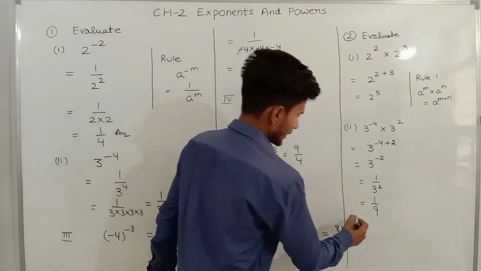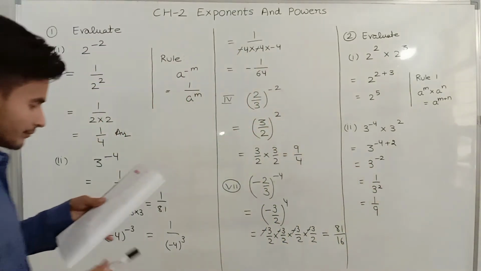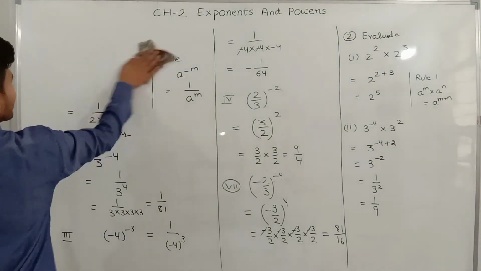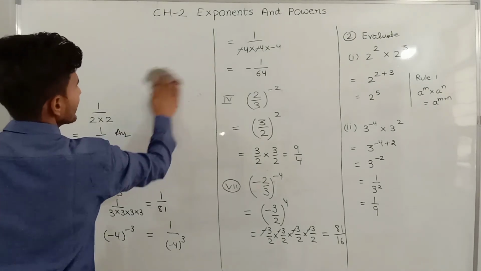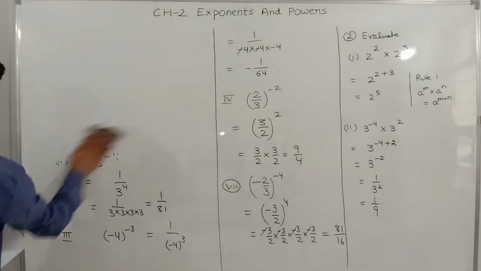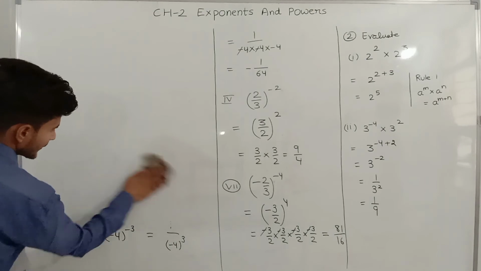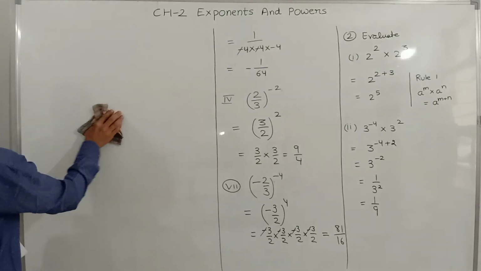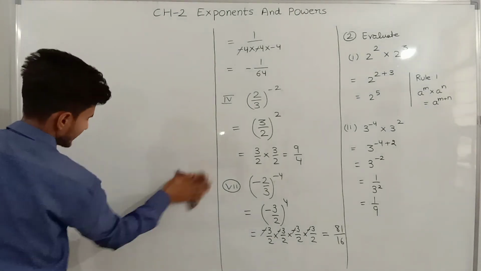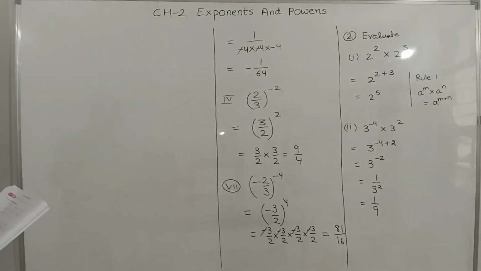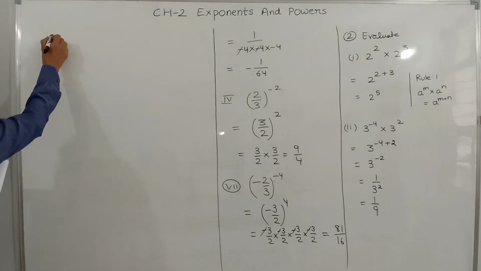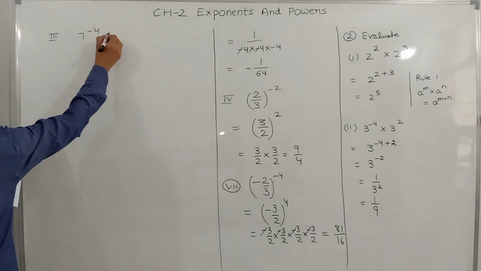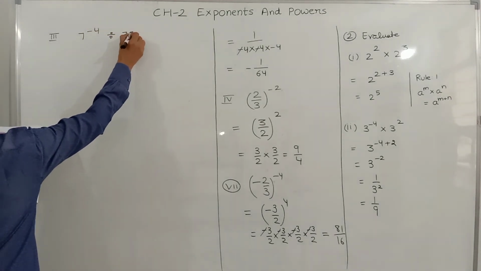So one more, third part, 7 power minus 4 divided by 7 power minus 2.